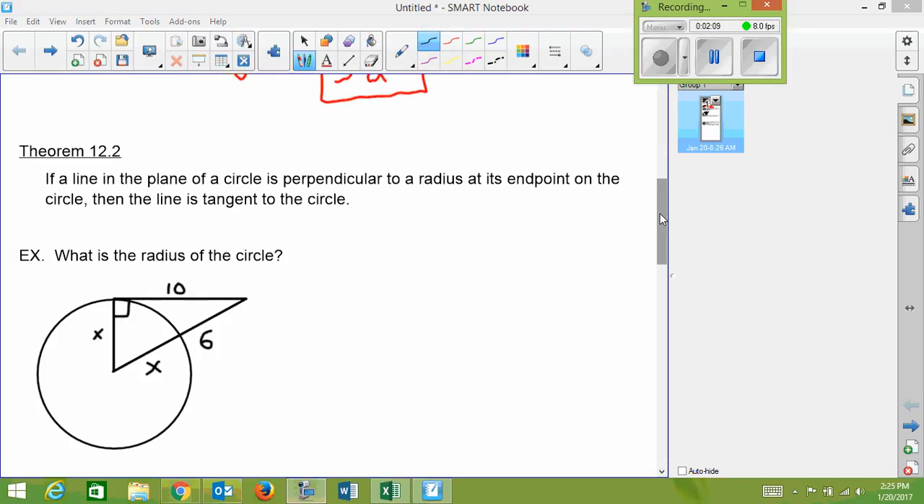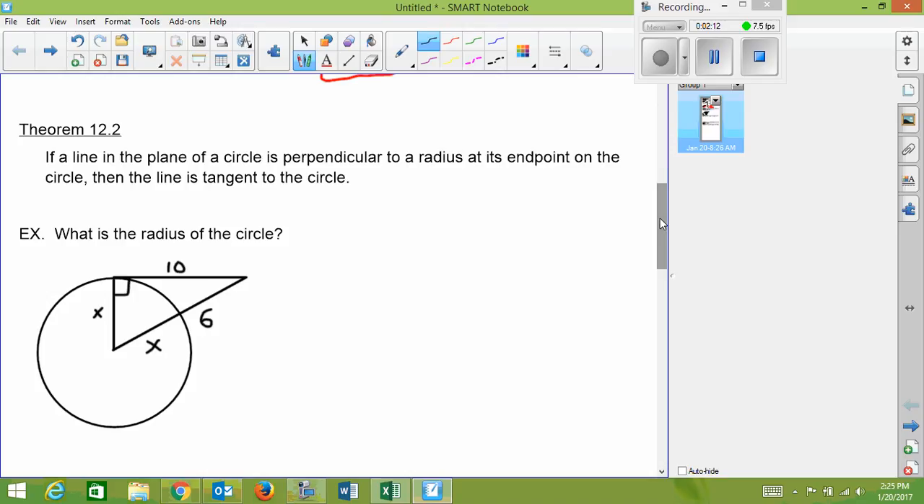Okay, so here I have my example drawn for this theorem 12.2. So if a line in the plane of a circle is perpendicular, so this one right here, if it is perpendicular to a radius at its endpoint on the circle, then the line is tangent. So they're saying this line right here is tangent because it is perpendicular to the radius at its endpoint on the circle. And because it is a right angle right here, it is a right triangle. And because it's a right triangle, we can use the Pythagorean theorem to solve this.